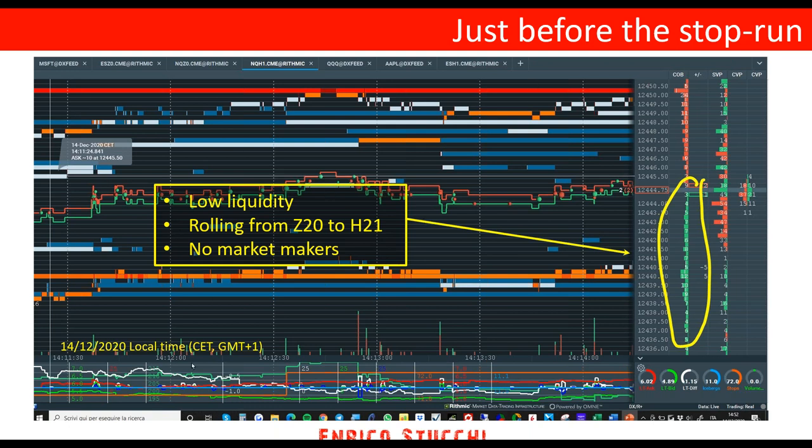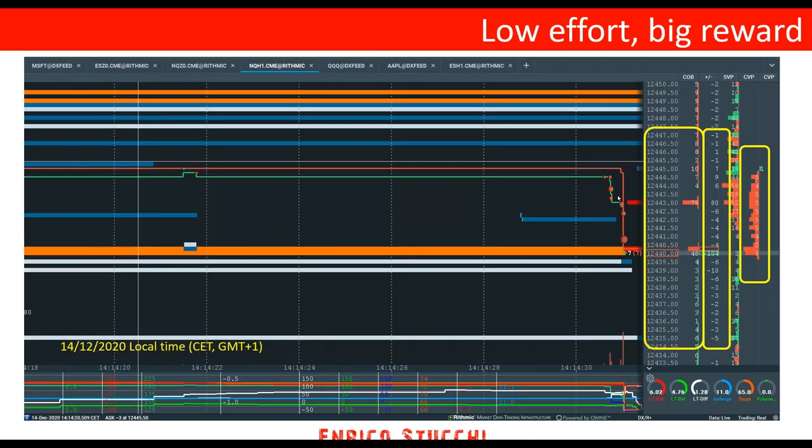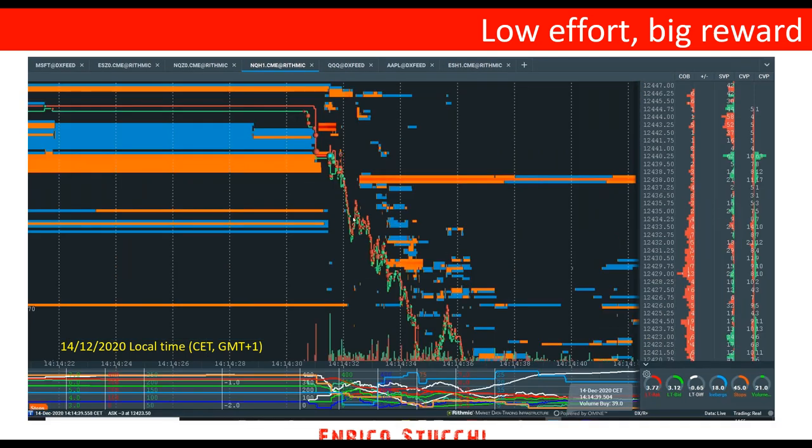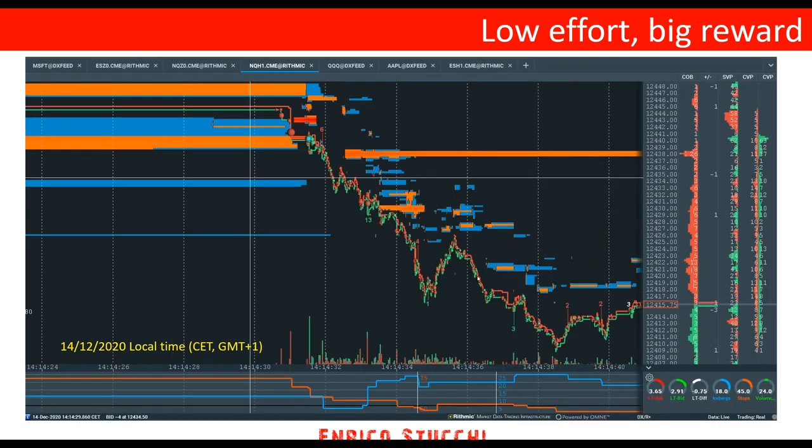You have to consider that this is yesterday. So many contracts have been rolled from December to March. Okay, this is Nasdaq. So what happened here? The liquidity completely disappeared with a few selling orders. The price goes down. So low effort and big reward here. Price continues falling, 25 points in a few minutes. This is the stop run, low effort, big reward with low liquidity levels.